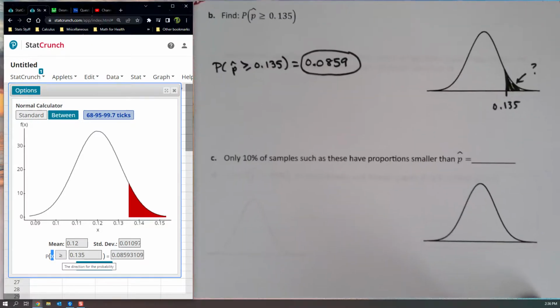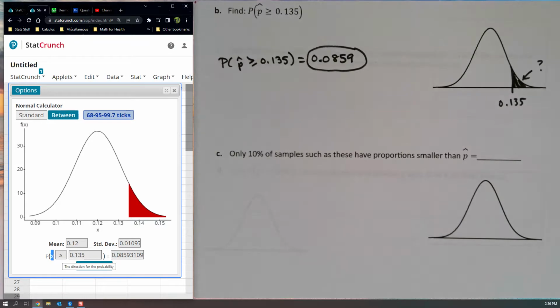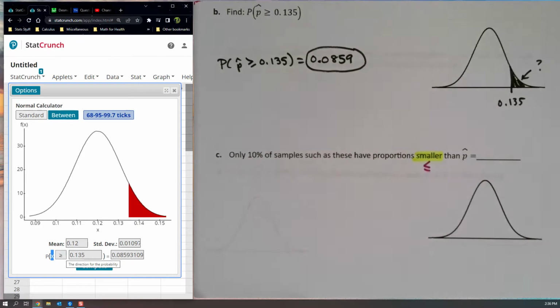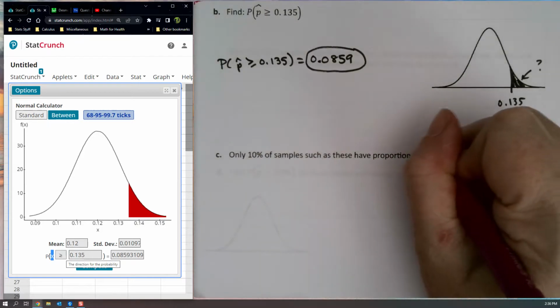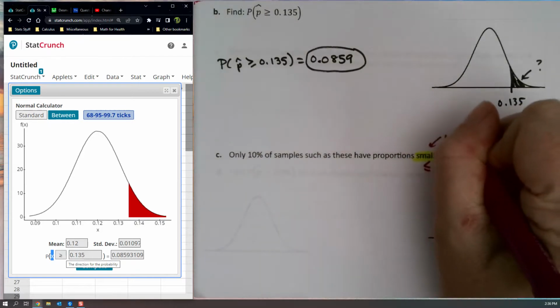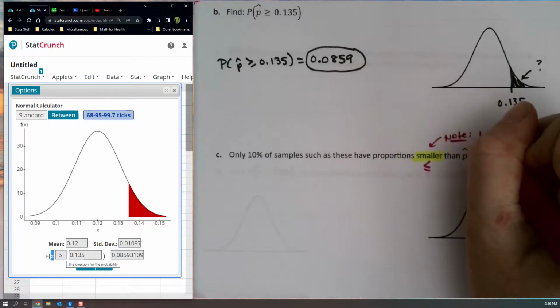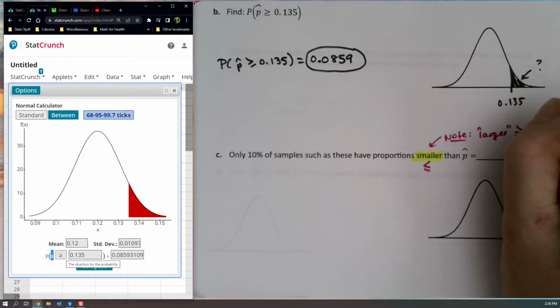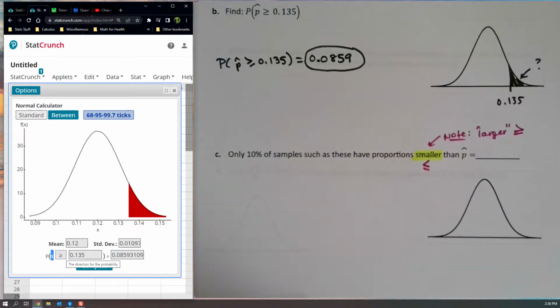All right, now, only 10% of samples such as these have proportions smaller than. Okay, so smaller means we're going to be doing a left tail. So I'm going to switch over to a less than. We ran into this in section 8.1, but I'll make a little note. Smaller is a less than. And then I'll make a note right here. If it was larger, that would be a greater than or equal to. Just a little side note.